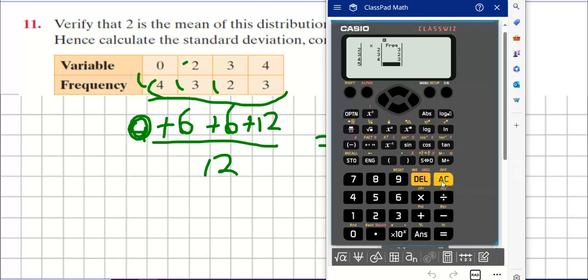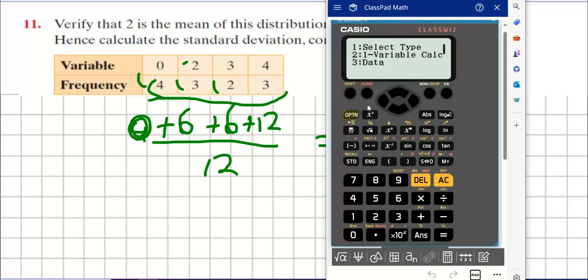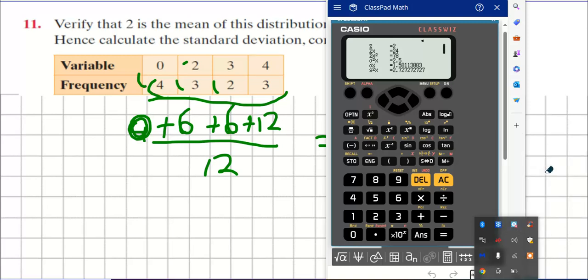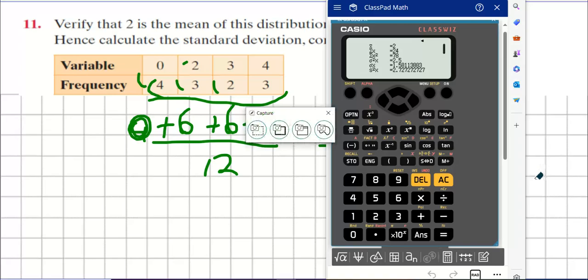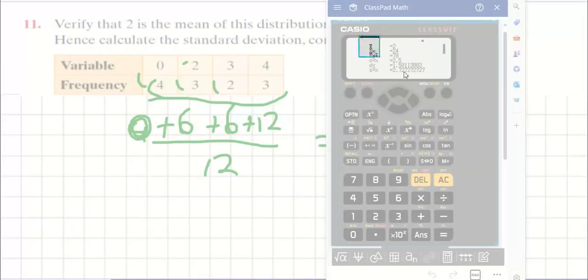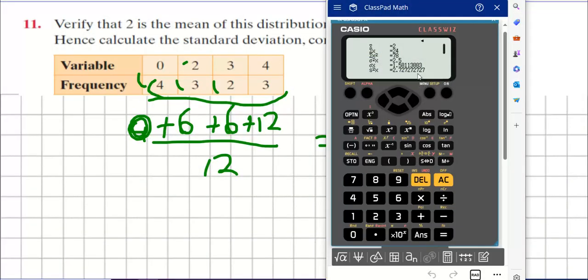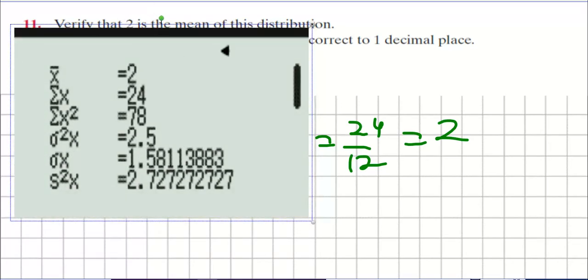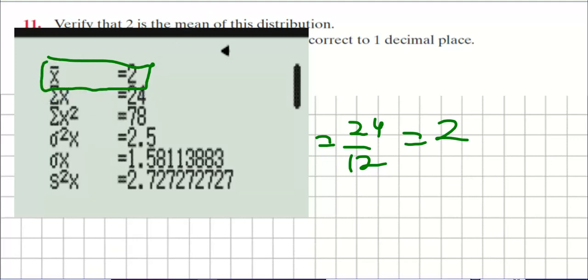Then we press AC. Then we press options, 2 variable calculation. Get this on your calculator, and when you get this on your calculator, your mean is 2, and your standard deviation is 1.58.